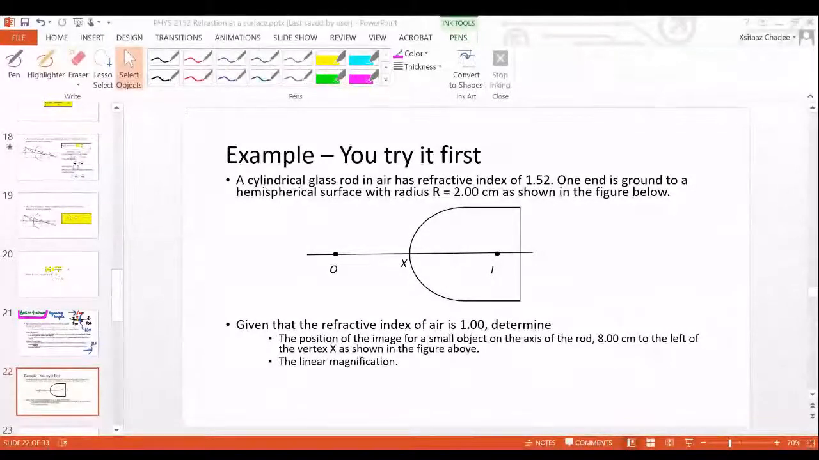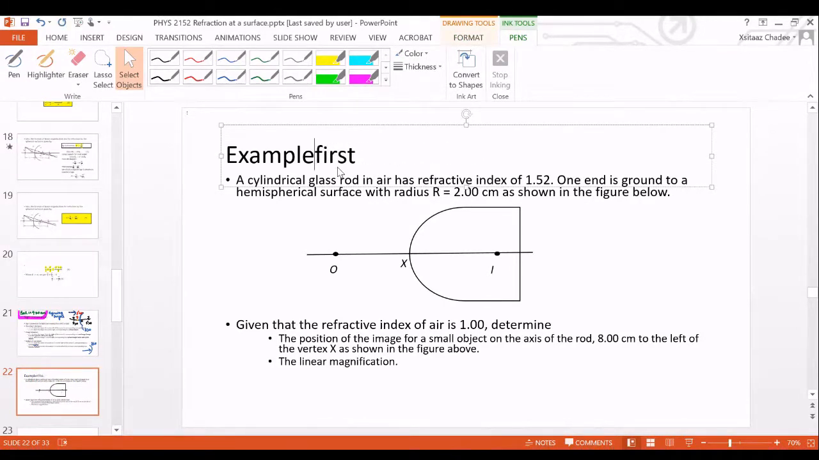Okay, so we are going to get started with an example. I know I have here for you all to try it first, but we'll run through this. We'll run through this example, and I'll give you a question to try on your own.